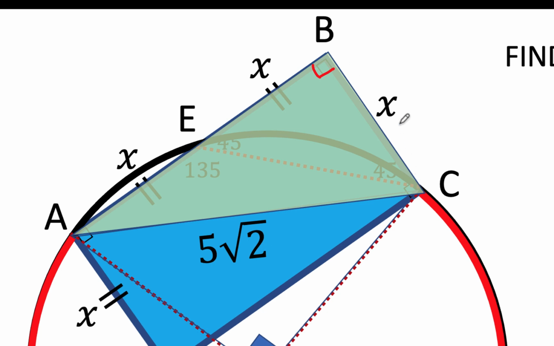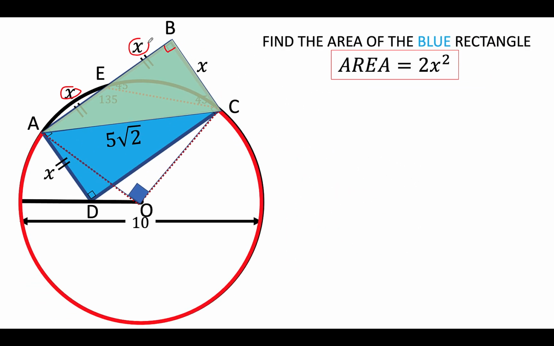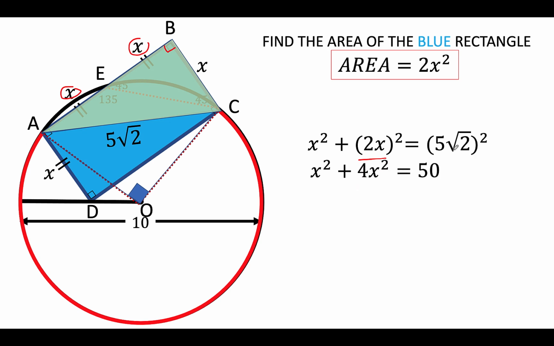This leg BC is equal to x, and this other leg AB is equal to 2x. So using the Pythagorean formula the second time, the square of this leg, x squared, plus the square of the other leg, 2x squared, is equal to the square of the hypotenuse, 5 square root of 2 squared. So simplifying, 2 squared is 4. The square of the square root of 2 is 2. So 25 times 2 is 50. Combining like terms, 1x squared plus 4x squared is 5x squared. Copy the right side. And solving now for x squared, that is equal to 50 divided by 5, or 10 units.